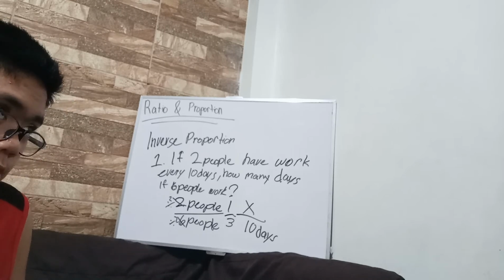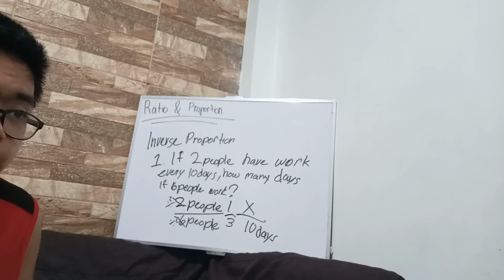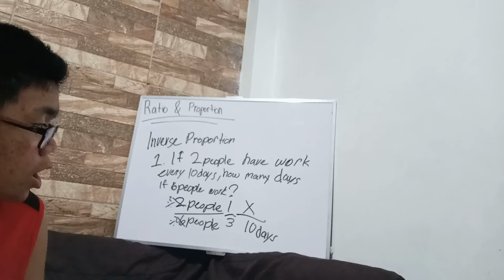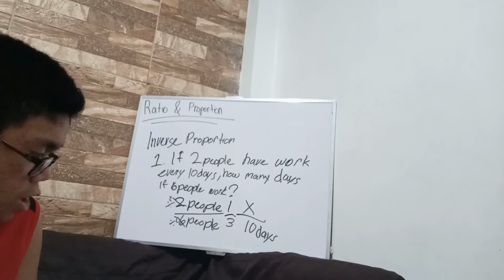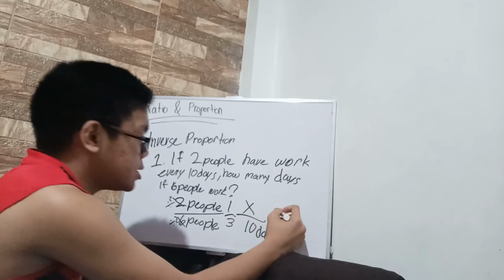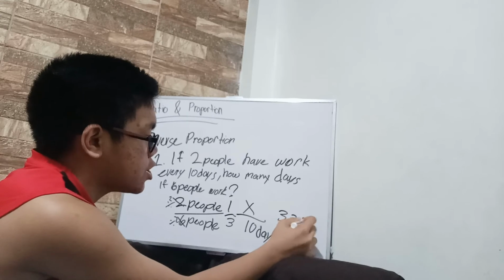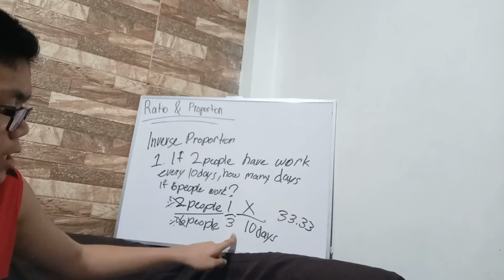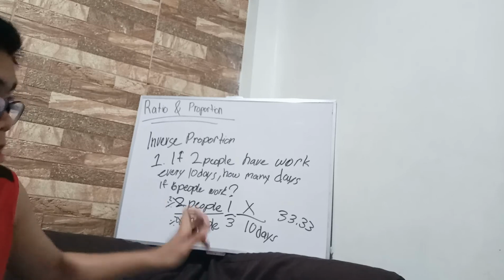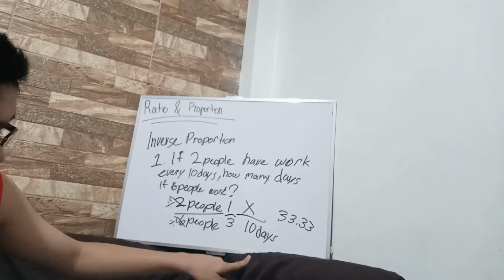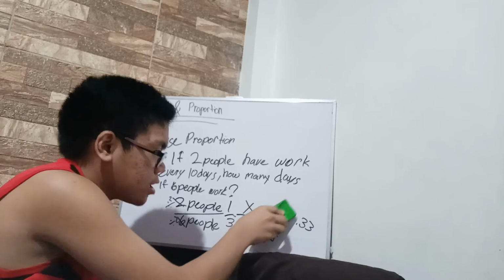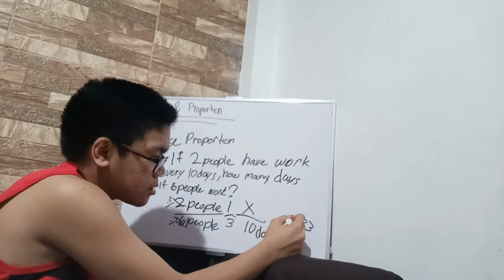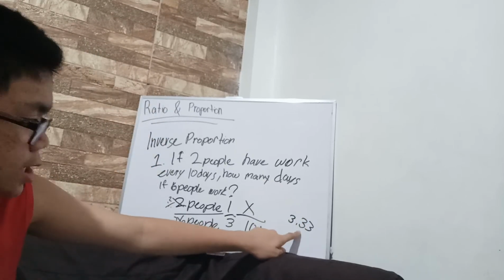10 divided by 3. Times 1. So, the answer. Because 3 times 3 is 9. Then 1 again, 0. 3.30. 3.30. It's the answer.